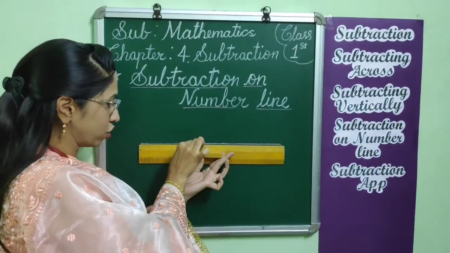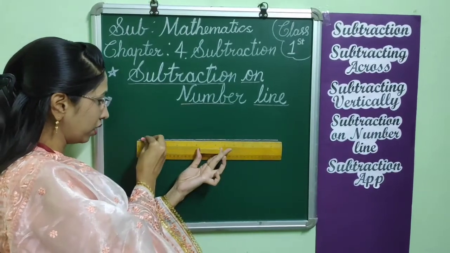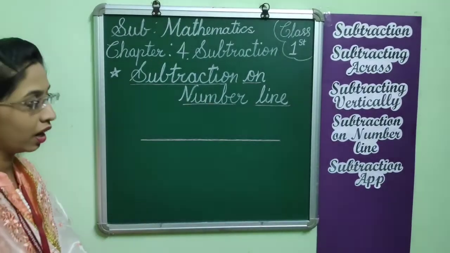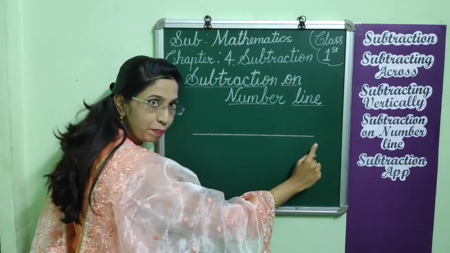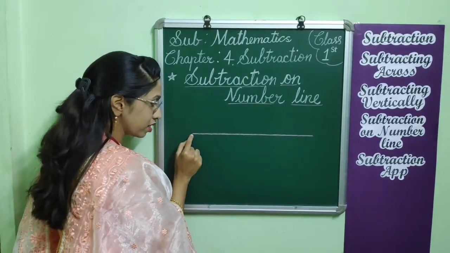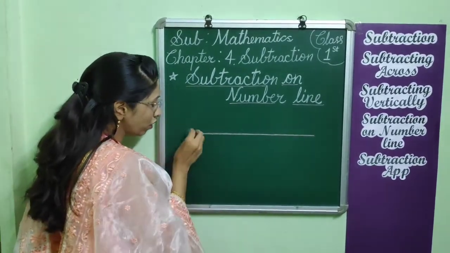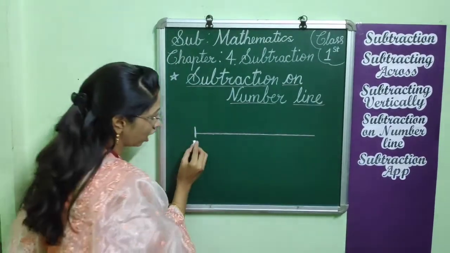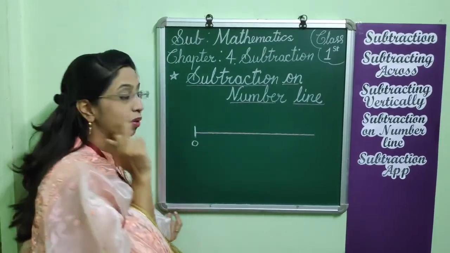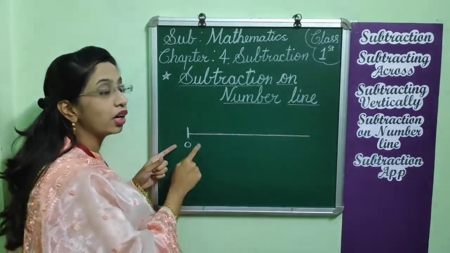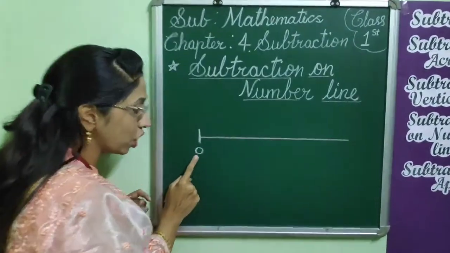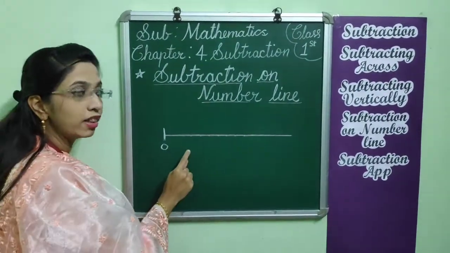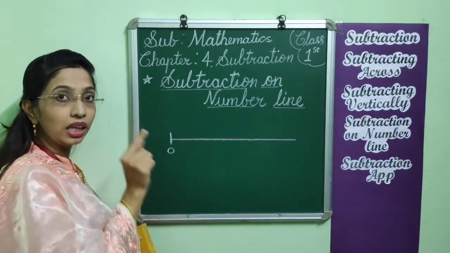Look at here how I am drawing. Observe carefully. You have to draw a straight sleeping line. After drawing a sleeping line, where we have started the line, there you have to put one small standing line and write below 0. Remember children, the number line always starts with 0. With the help of this scale, we will divide this number line in 9 equal parts.